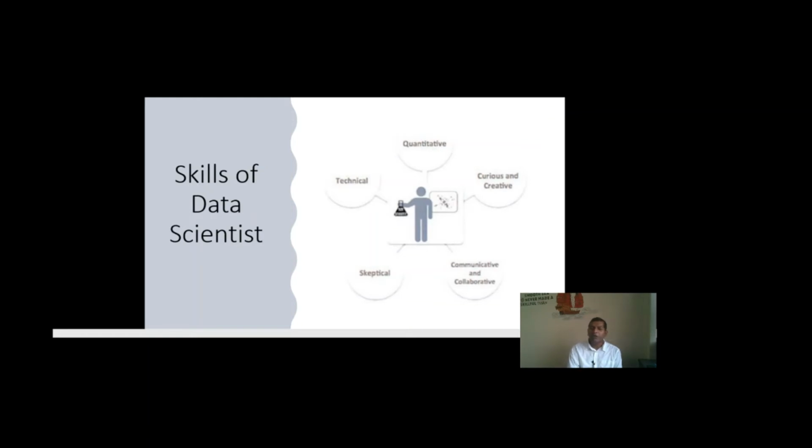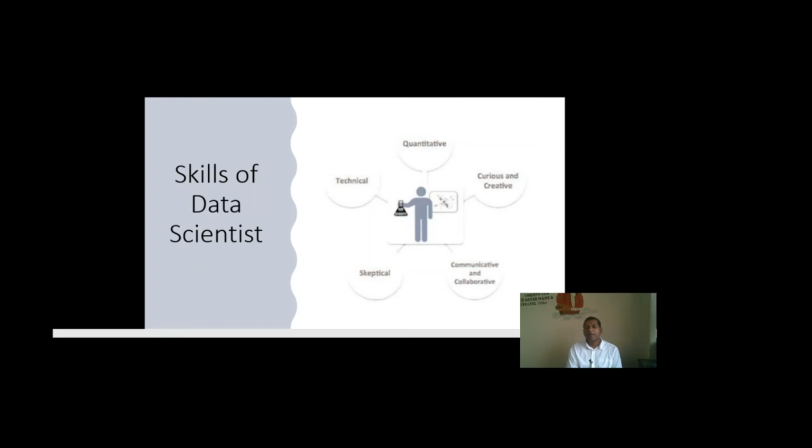Quantitative manipulation related skills are also important, where he will be able to find a mean and standard deviations. These are just samples or examples I am telling you. The quantitative skills will allow the data scientist to process and extract the information for a specific use.